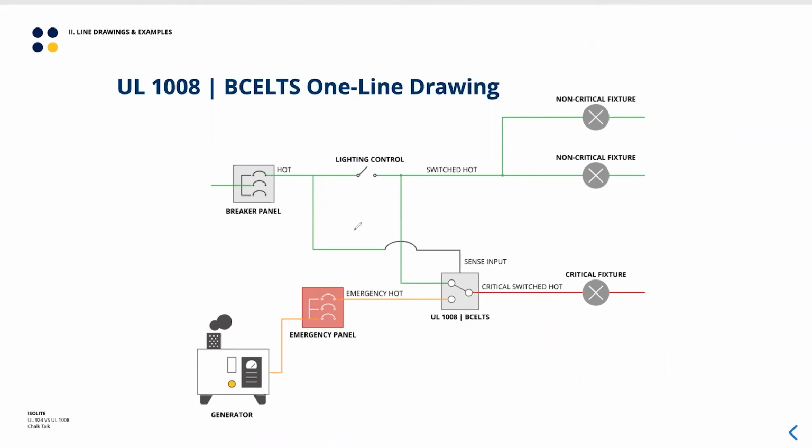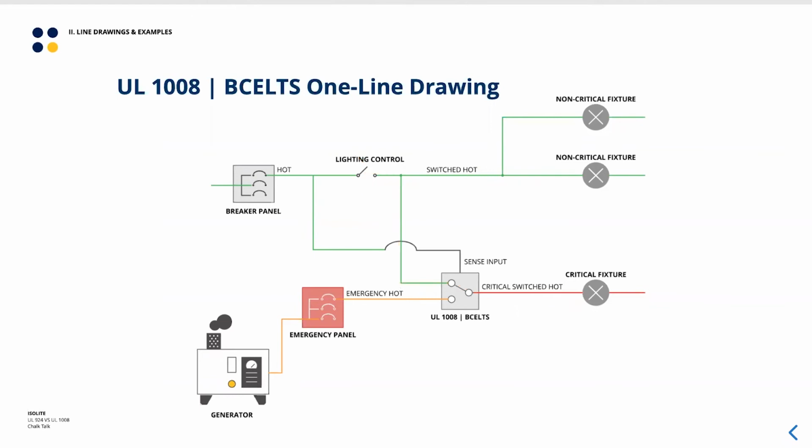When everything's okay, when utility power is available, this lighting control, when it closes, will again be controlling the non-critical fixtures, but now nothing actually has to happen on the BCELTS because it just maintains a real galvanic electrical connection between the lighting control and the critical fixtures. It has that power source selected. And so this critical fixture is properly in parallel with the non-critical fixtures.